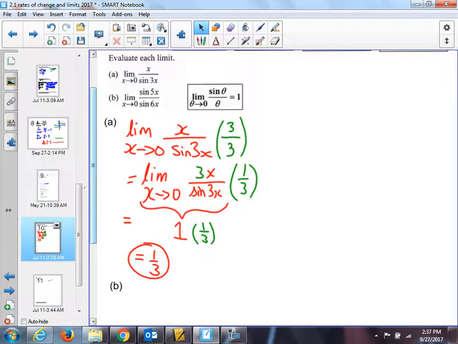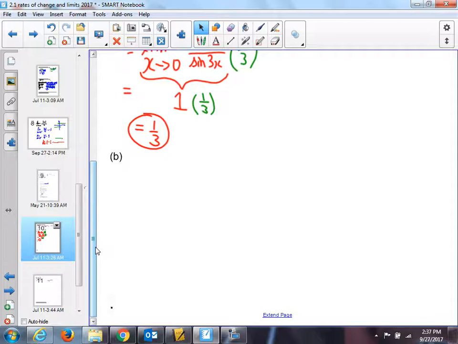Okay, the other one. Sine of 5x over 6x is what I'm limiting. Okay.